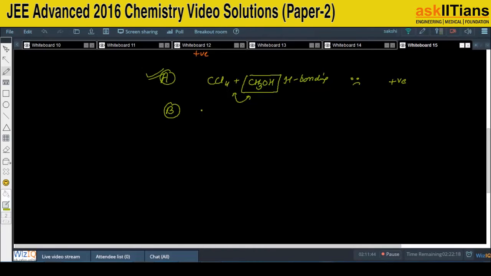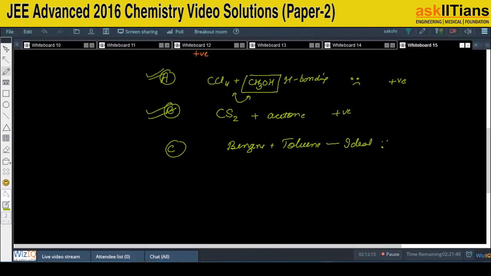Coming over to option number B, this is carbon disulfide and acetone. So we can say mixing of a polar and a non-polar liquid will produce a solution of weaker interactions leading to positive deviation. Again you can say here I am mixing one polar substance and another non-polar substance. So this is also a positive deviation. The third says benzene and toluene. Benzene and toluene you must have studied in very previous classes, as this is an example of ideal solution, so this will not be the answer.